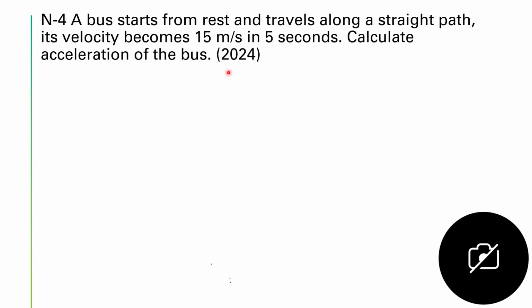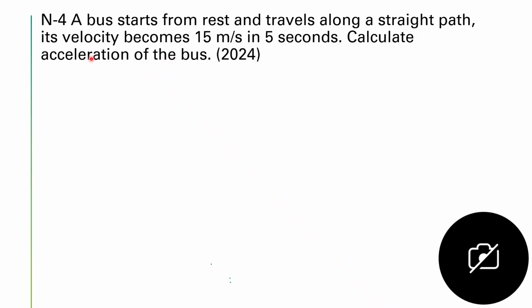Numerical number 4, from the year 2024. A bus starts from rest and travels along a straight path. From rest is the hint that the initial velocity would be 0. Its velocity becomes 15 meter per second. Final velocity is given, 15 meter per second, in 5 seconds. 5 seconds is the time given. Calculate the acceleration of the bus.